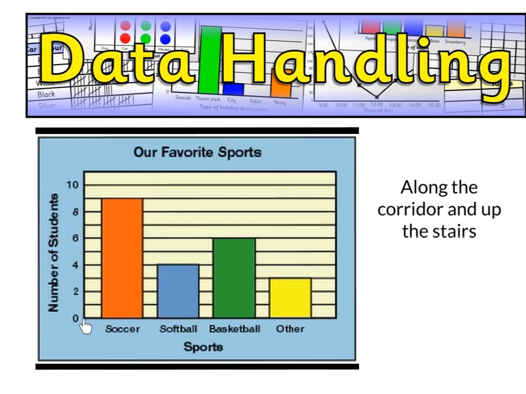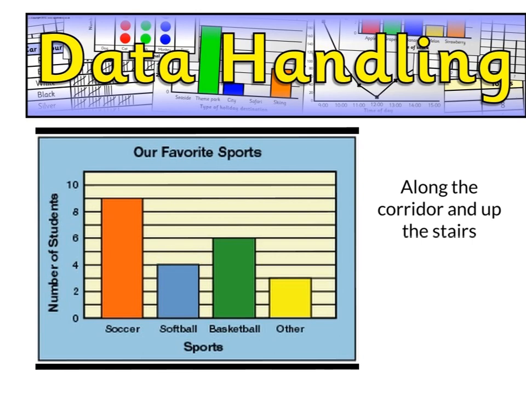So we're being asked how many people liked basketball. So we go across to the basketball section. Here it is. It's the green bar. And then we go up the stairs. So we go all the way up until it stops. So this is the line where it stops. Then what we have to do is go across to check what number does that represent. So in this example, that would be 6. So 6 people liked basketball.